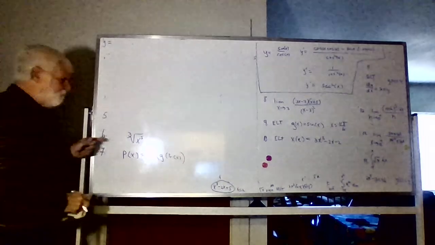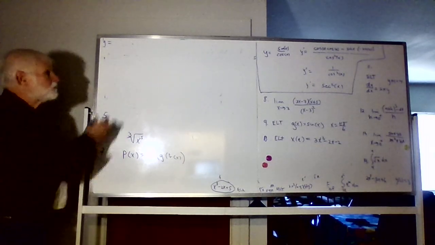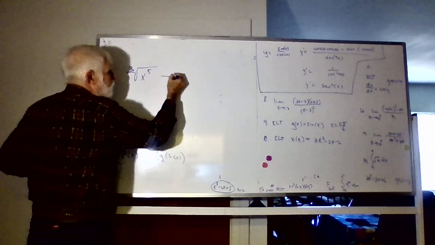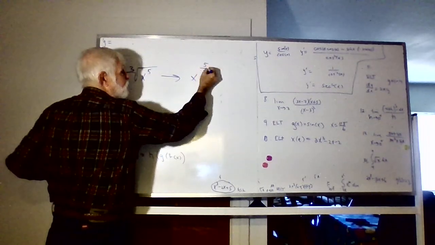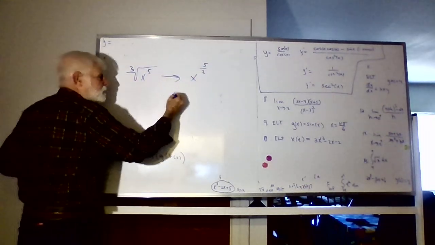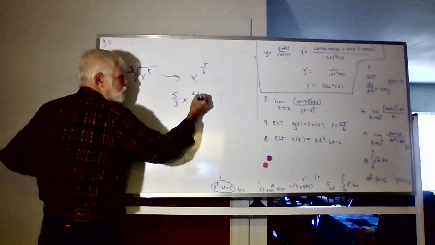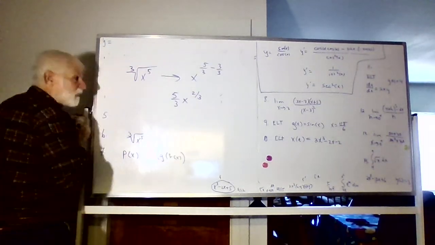All right, next problem. Cube root of x to the 5th. So the cube root of x to the 5th, I'm hoping, with the little practice we've done, that you have x to the 5/3. It's another way of writing this. And so now we're going to multiply by 5/3, and we're going to drop the exponent down by 1, which is basically subtracting 3/3, right? Okay.